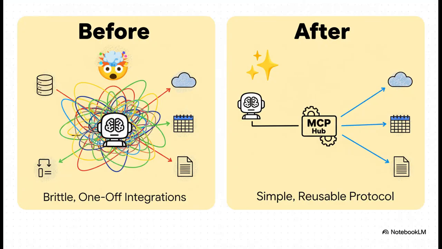Before something like MCP, what did you have to do? You had to build custom, one-off integrations for every single data source. These connections were brittle, they were an absolute nightmare to maintain, and you'd waste so many hours just on the plumbing. Now, with MCP, you've got a single, reusable protocol. It's flexible, it's scalable, and it just works. You connect any agent to any data, period.